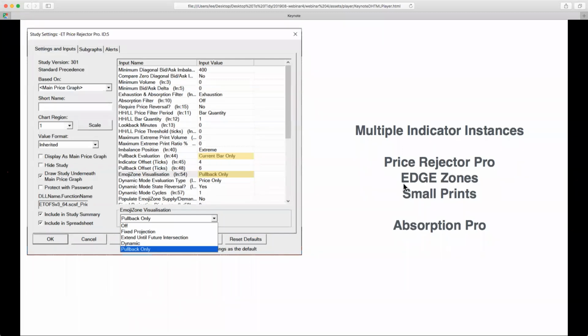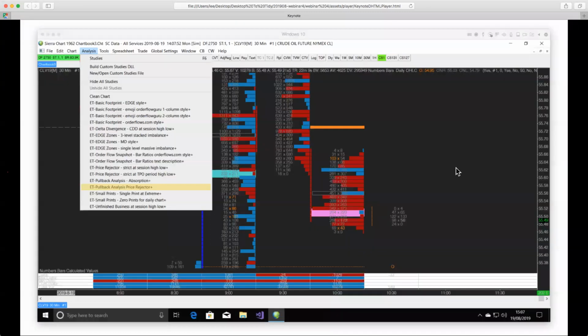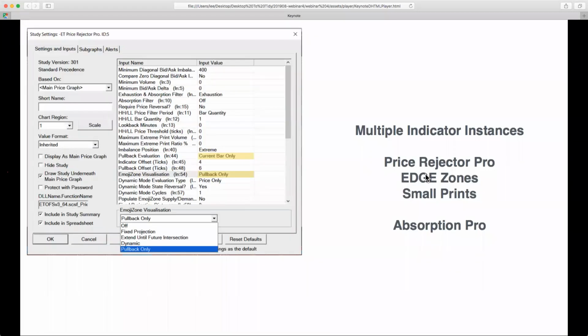We also make it available on edge zones. Now edge zones are all about aggression. So with edge zones, as we're auctioning up or down, if you had a short bias, you'd be looking for edge zone selling coming in, aggressive selling, hitting the bid. That would highlight here, even though we may not have an imbalance within the main candle, that could be your entry trigger. Same principle on small prints.